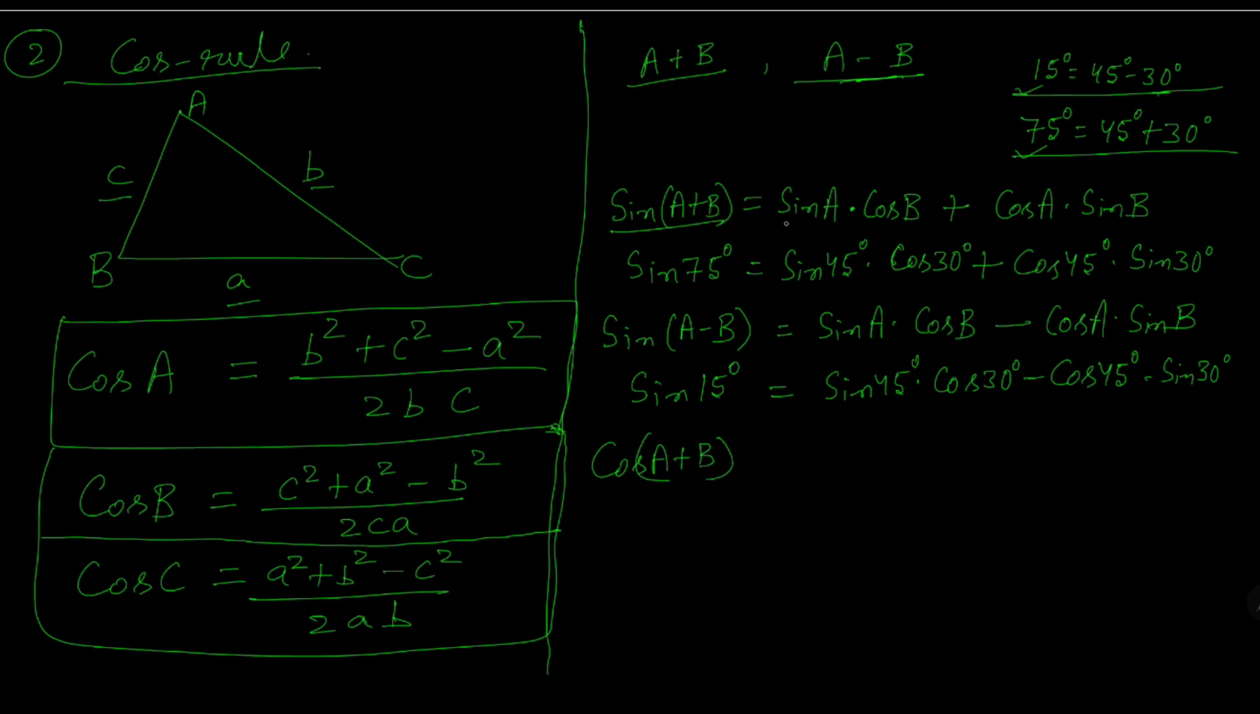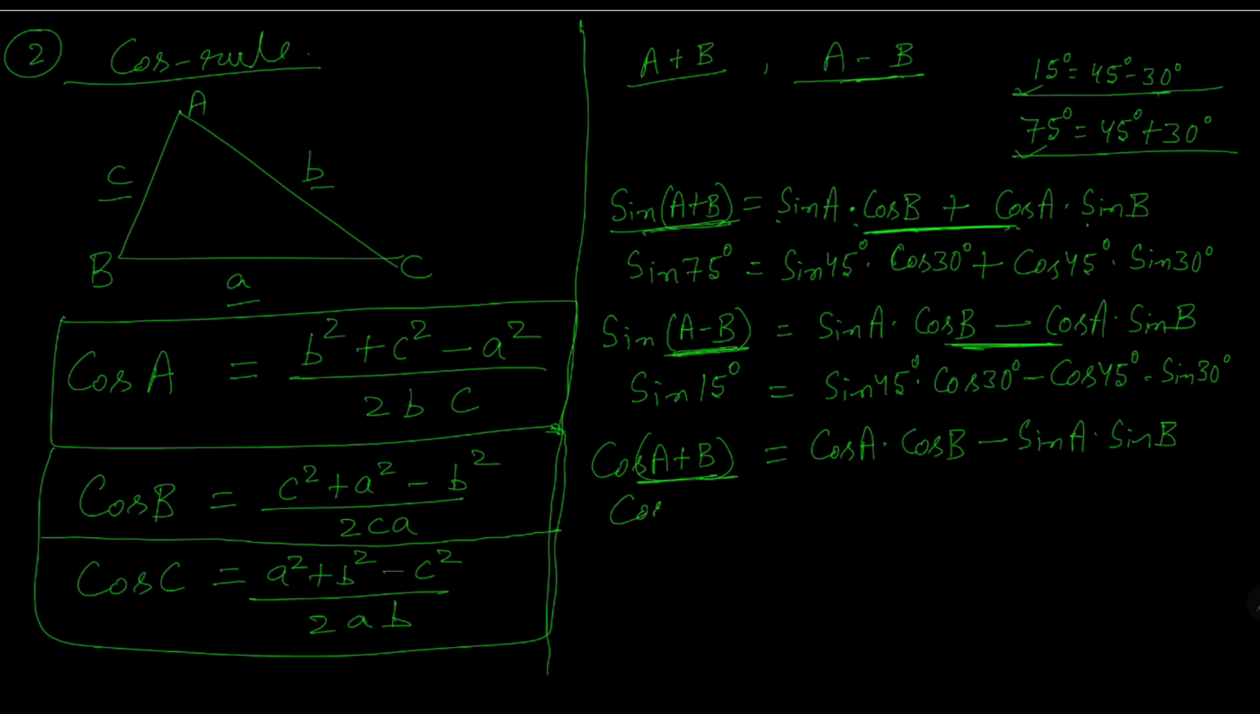In sine, you have SC plus CS, right? In cos, you have CC minus SS. So cos A plus B is cos A into cos B minus sine A into sine B. Understand the difference now? When it was A plus B, we had plus sign here. When it is A minus B, we had minus sign here. Whereas in cos, we have the opposite thing. A plus B has a minus sign here.